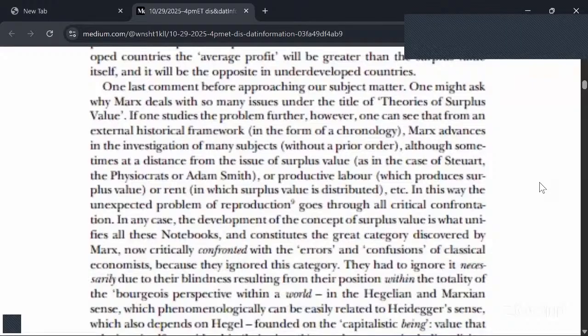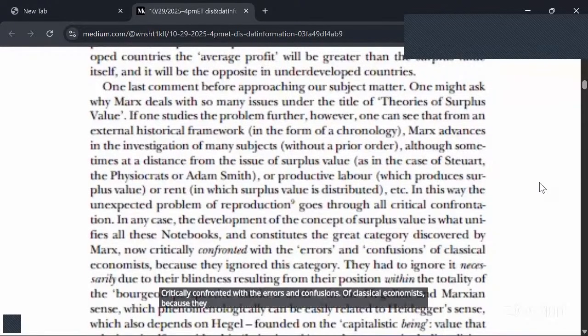In any case, the development of the concept of surplus value is what unifies all these notebooks and constitutes the great category discovered by Marx. Now, critically confronted with the errors and confusions of classical economists because they ignored this category.